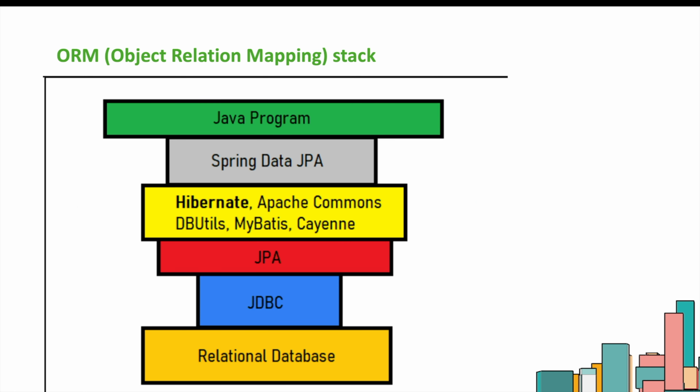Let's look at the ORM stack. When we develop a Java based application by using Spring Data JPA, basically we connect with the database and do the operations. But internally, Spring Data JPA will use Hibernate or Apache Comps, different ORM implementations. Those different ORM implementations we can change by changing the starter, changing the jars. So we can easily add or modify the ORM implementation by using Spring Data JPA. It's like plug and play.